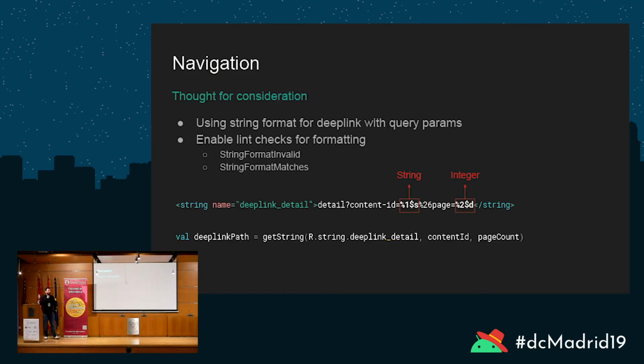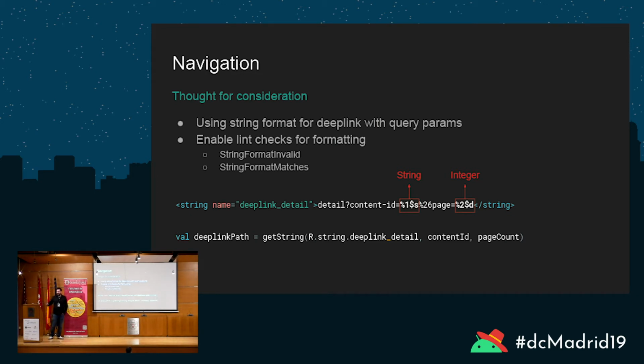And for the last one about type safety, just a thought for consideration. I'm not recommending it or anything. It's just a single idea that I could think of. You can use the string format for deep link with query parameters. And you can enable lint checks that are already in the IDE for formatting. There are two of them, string format invalid and string format matches, which will verify the number of parameters that you pass and that the types of the parameters match the string. So if you have this predefined string, for example, and you see this is a string and this is an integer, it's not the best, but it works.